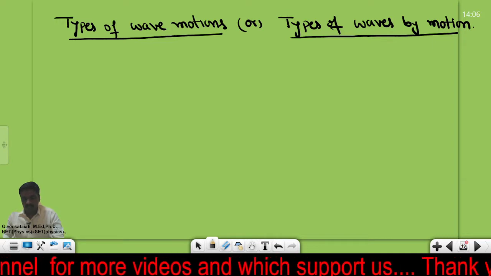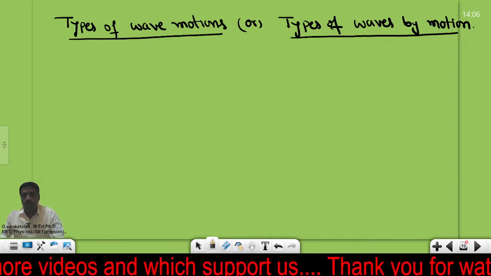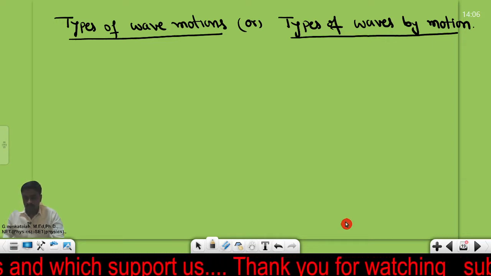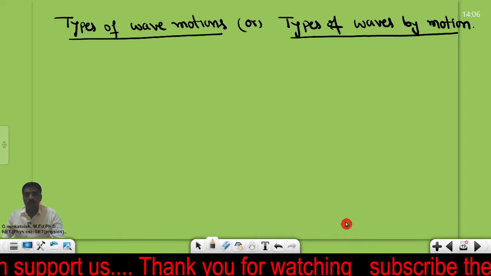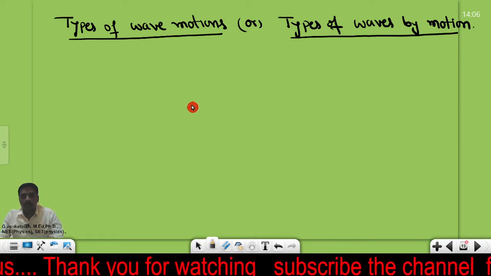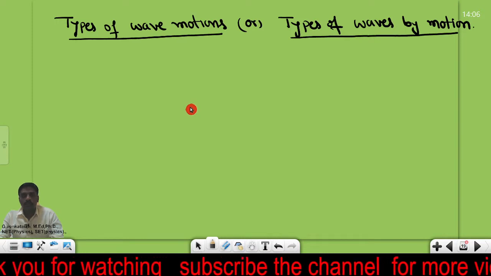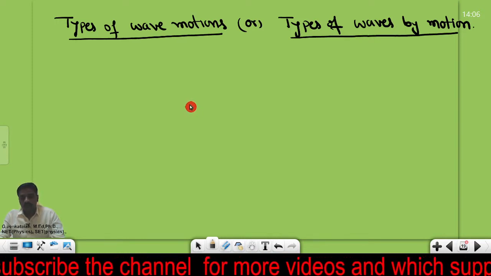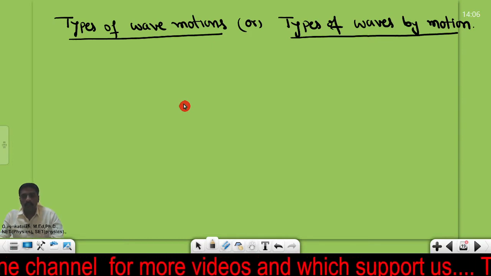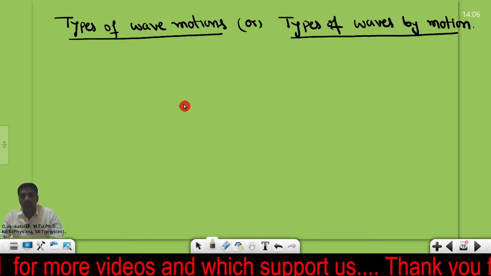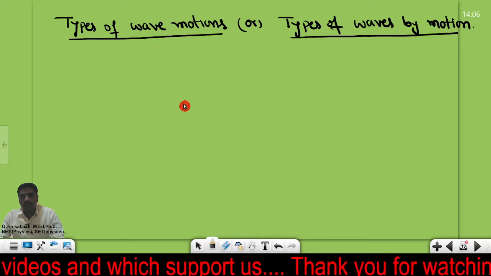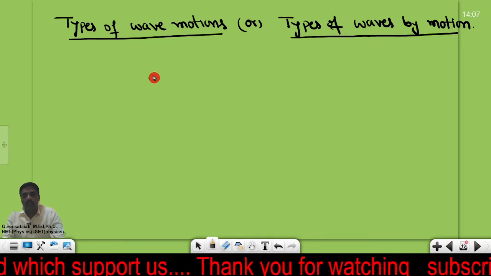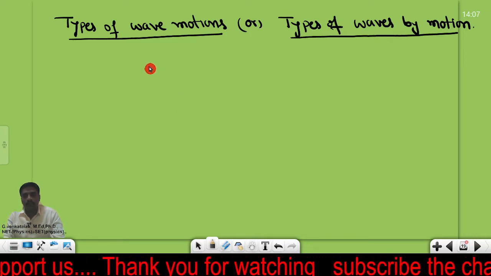We are in the wave motion topic. I hope you are following the wave motion content. Today our goal is to learn about the types of wave motions, or we name it the types of waves by motion. The waves are categorized into two types depending upon the motion of the wave particle. There are two types: one is the transverse waves, another one is the longitudinal waves.